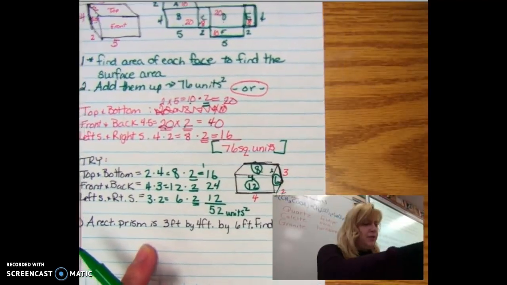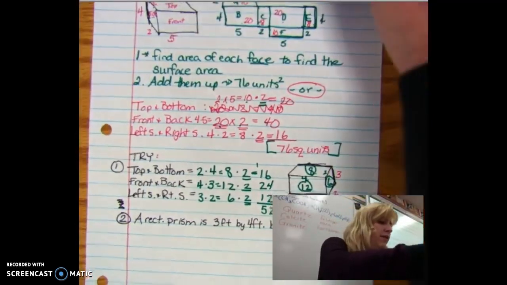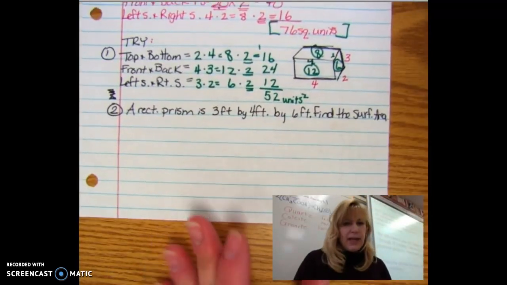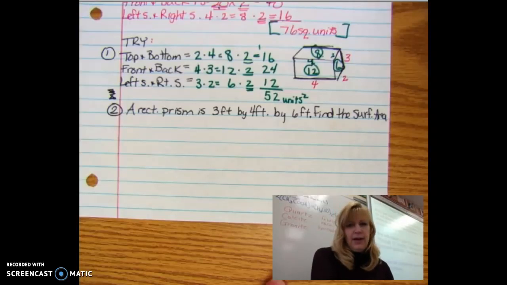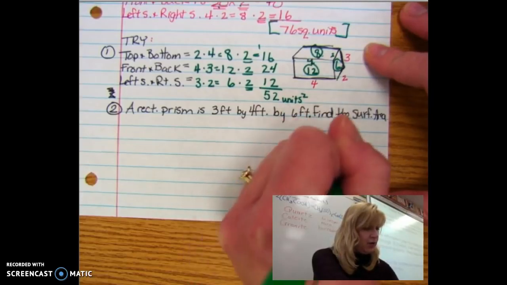Sometimes you're just going to get words, and I will get a better view of this next question. If there's a rectangular prism that is 3 feet by 4 feet by 6 feet, find the surface area. So sometimes I just go ahead and do a quick sketch.